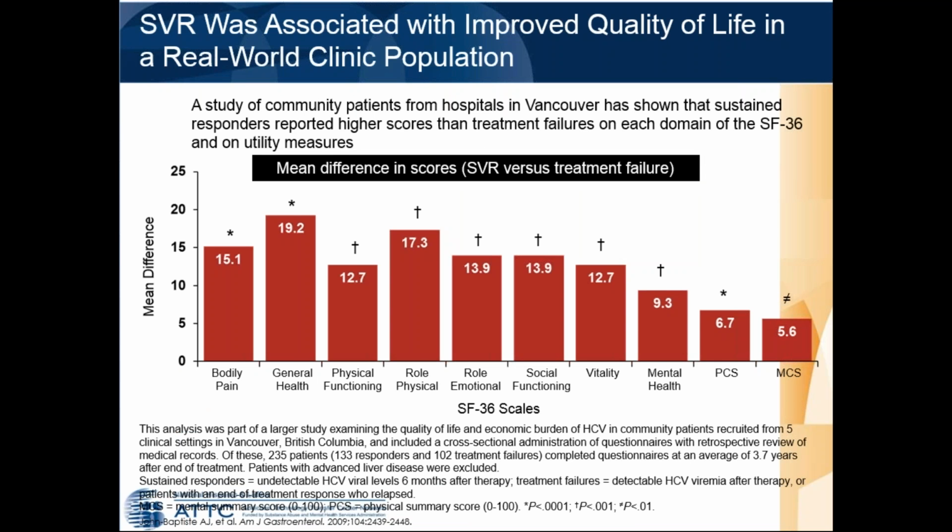And SVR, which means sustained virological response, is the medical term for cure. When someone gets rid of or is cured from hepatitis C, that has been associated with an improved quality of life. And this is an example of a data set, but there are several data sets that show similar findings. Essentially, when people get cured compared to people that do not get cured after treatment, they show improved function. So for example, less body pain, improved general health, physical function, social function, mental health, among other parameters.